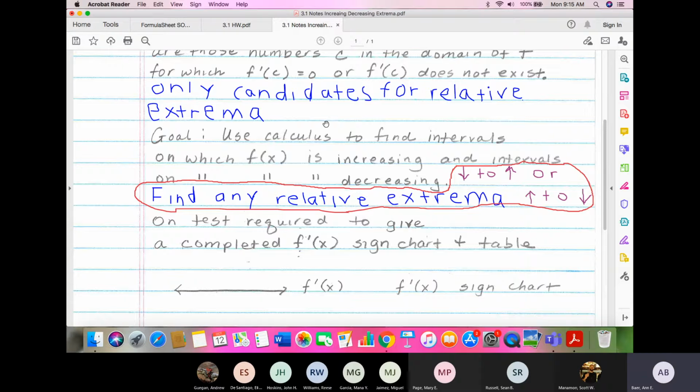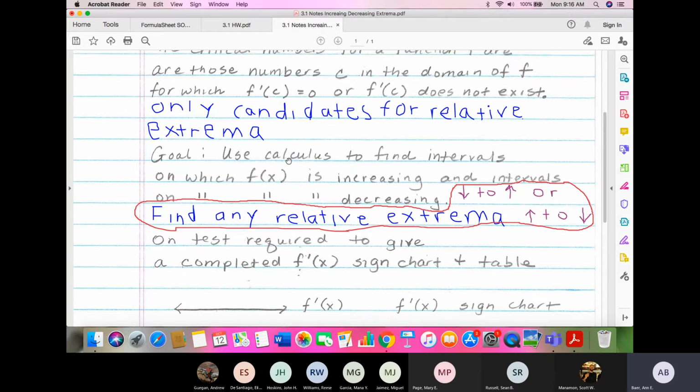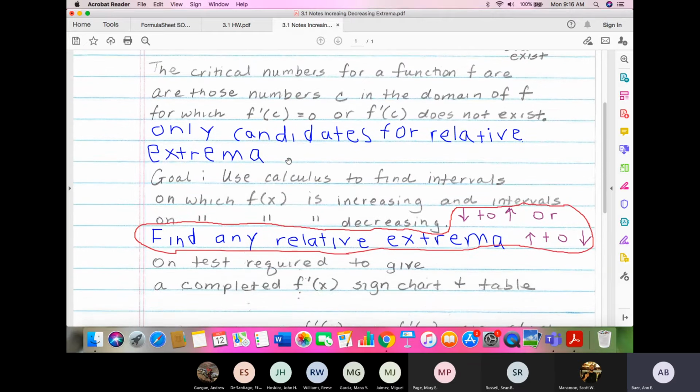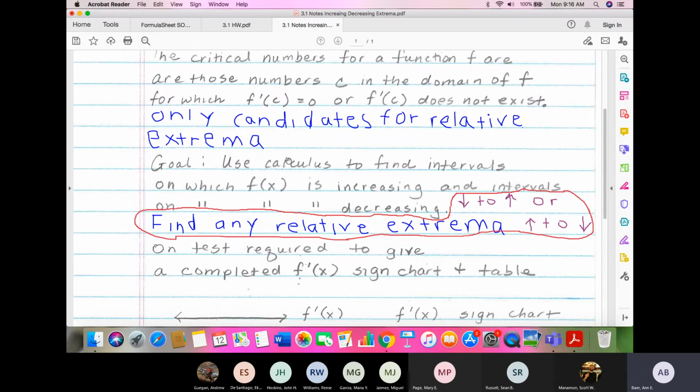So what does that tell us? These critical numbers are the only candidates for relative extrema. And what we're going to do is create a first derivative sign chart to give us this information. So we've got our candidates for relative extreme points, but that doesn't mean that each critical number is going to result in a relative extreme point. So just so you know, critical numbers are candidates for relative extrema.